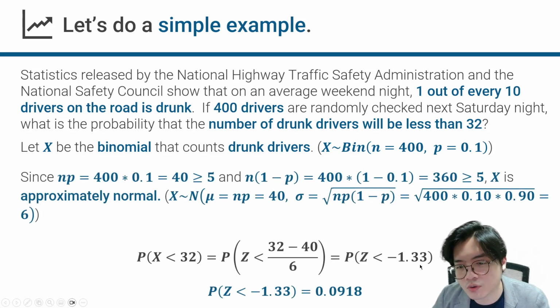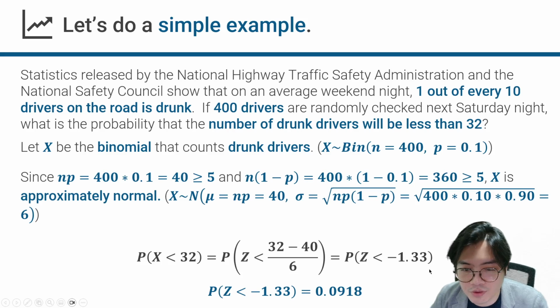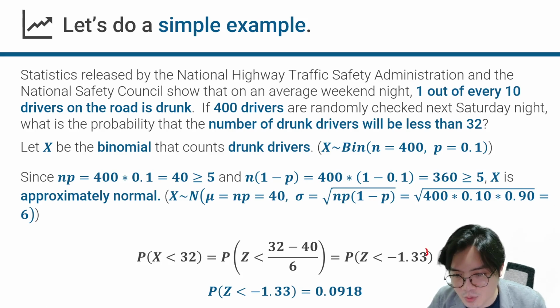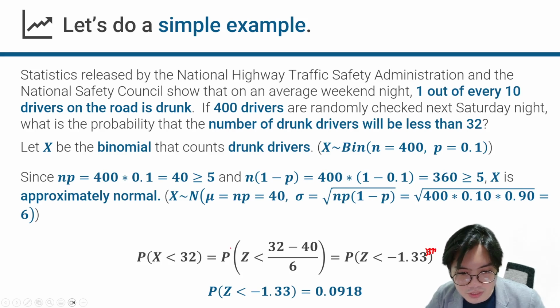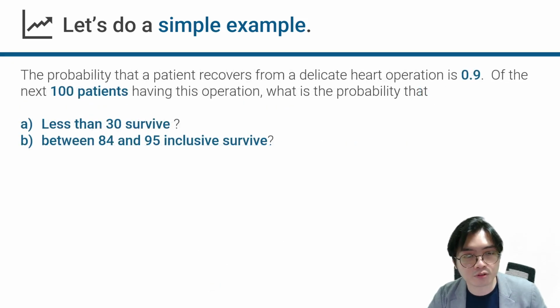Oh, because they use -1.33 lang. For us, I think we made it very clear that this is more exact, right? 1.3333, so on. For them, it is 0.0918. For us, it is 0.0912. Completely fine, of course. And, oh, there's more. Okay.